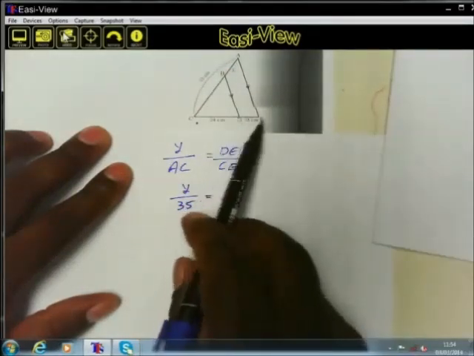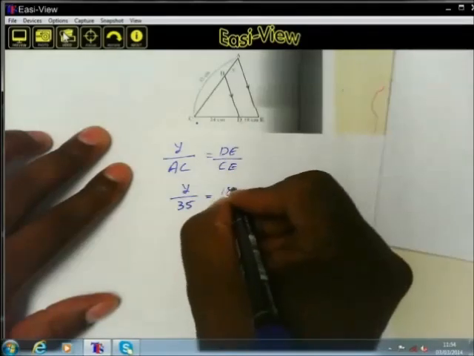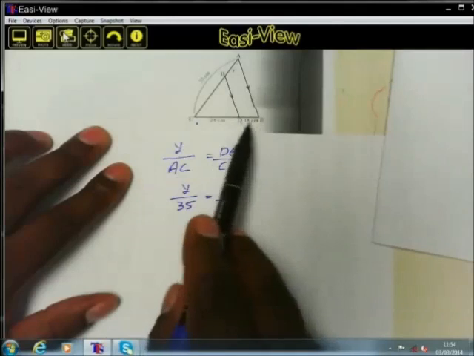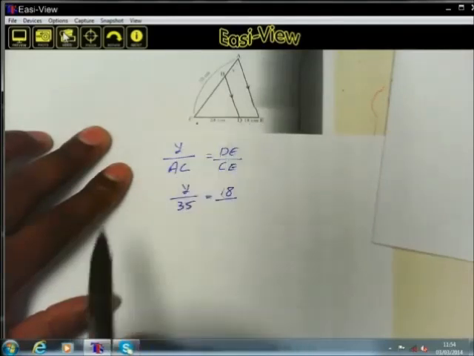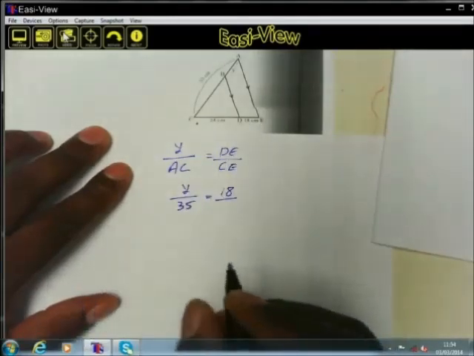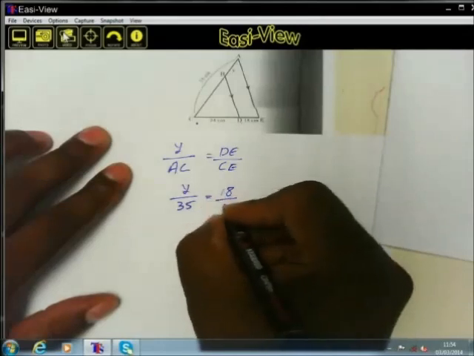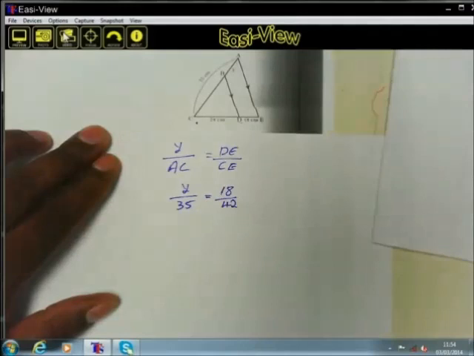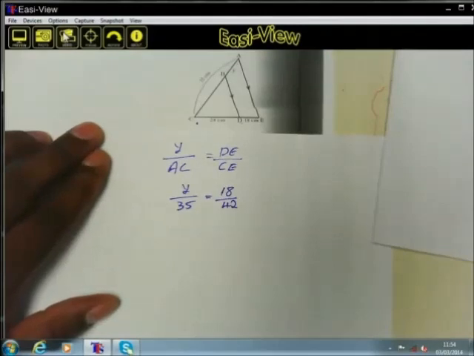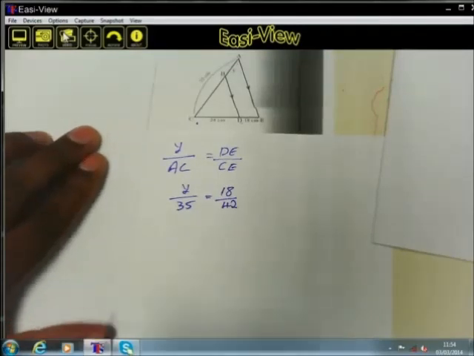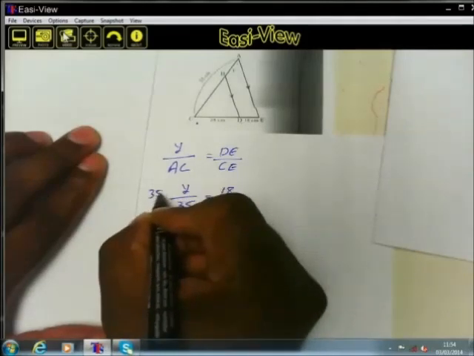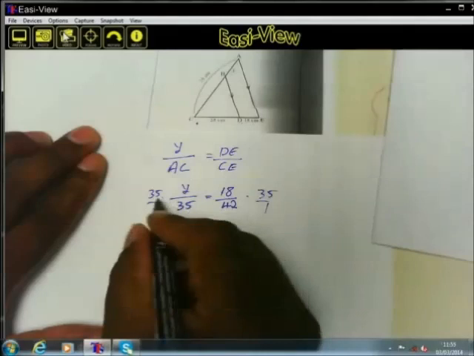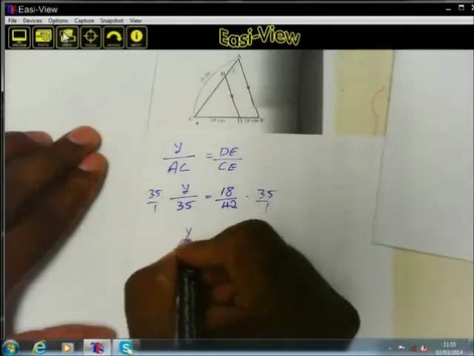DE is 18 over CE. For CE, you add the two: 24 plus 18 will give you 42. Now we solve for y. Let's multiply both sides by 35. What you do on the left, you also do on the right. Now 35 will cancel 35. You are left with y.